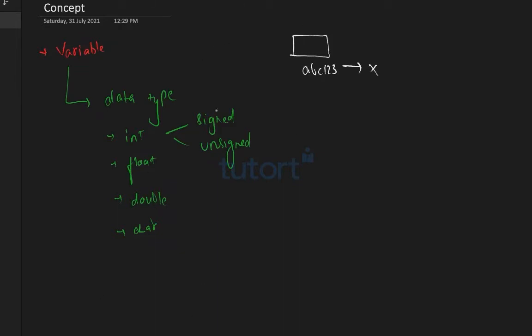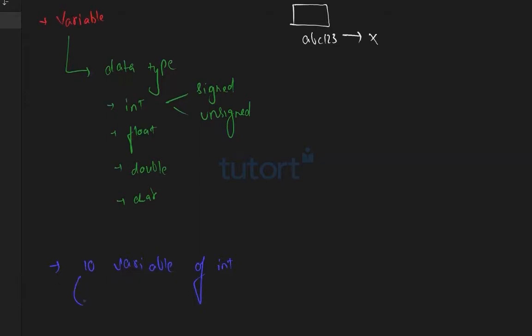Suppose you are programming and you need to use 10 variables of the same type, let's say integer. That is feasible. Then comes the requirement to create 100 variables, then 1,000 variables. It becomes infeasible to declare 1,000 variables of integer type. To rescue us from this problem, the array comes into the picture.